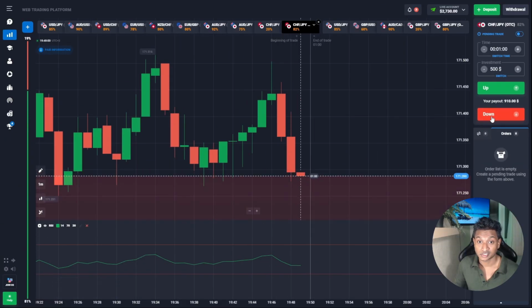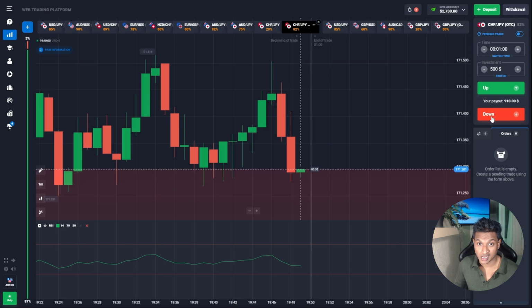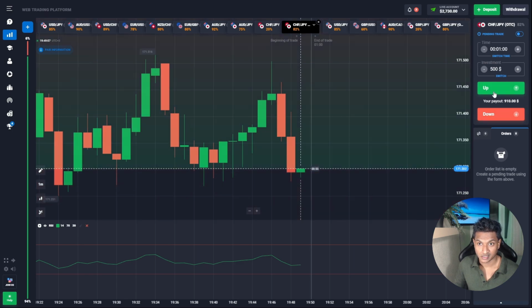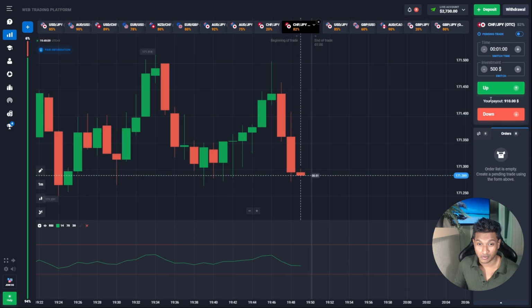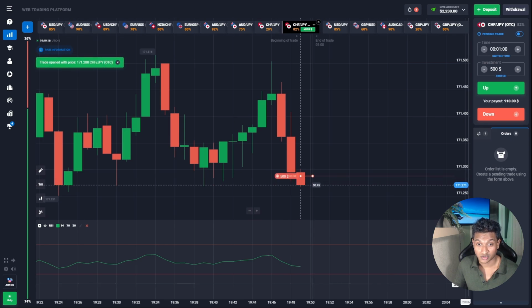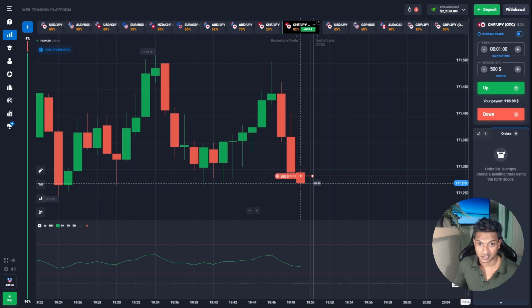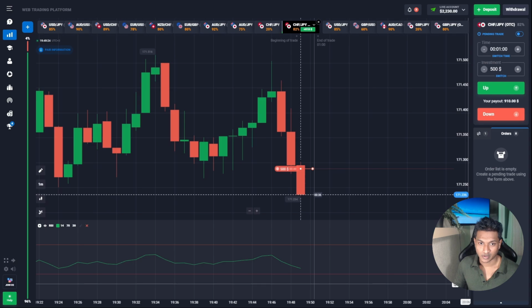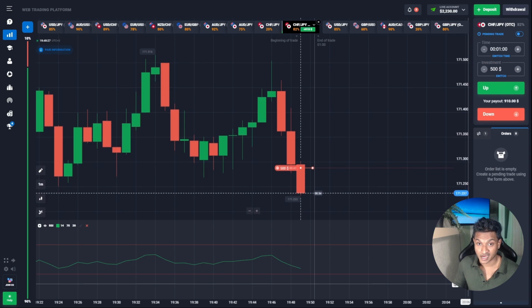And let's push down again. Oh, wait, let's wait. Let's push up or down, up or down, wait. Okay, let's push down, because it's pushing down. The green candle which appeared is like a fake candle. So that's why we need to be careful with fake candles.